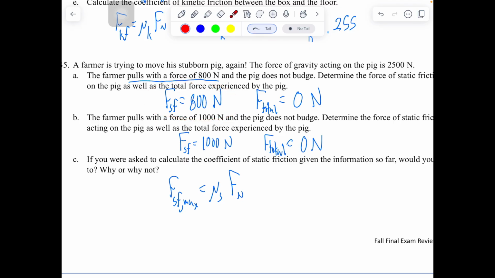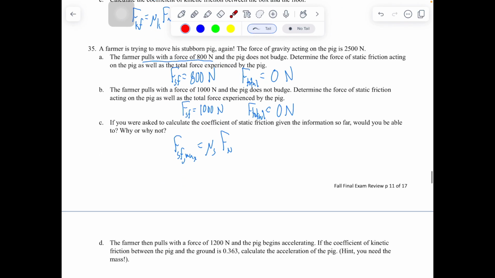We know it's bigger than 800. We know it's at least 1,000. But we don't know what that maximum value is. If we know the maximum value, then we can plug in our maximum value, plug in our normal force, and solve for our coefficient. Until then, we do not know.